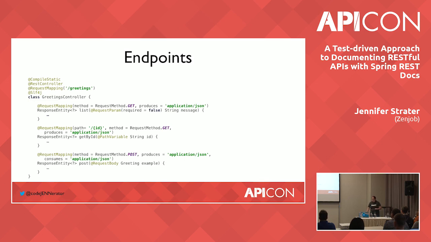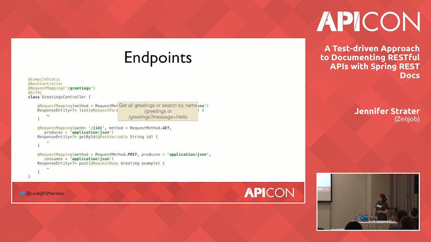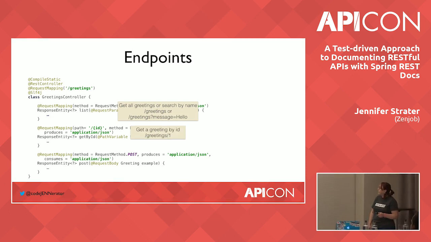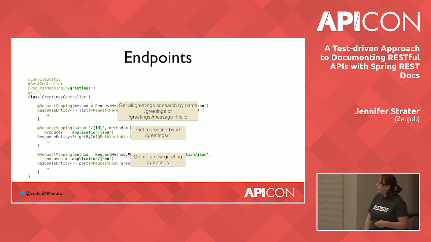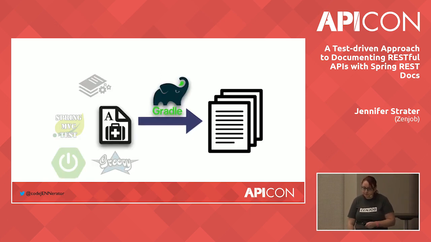There are kind of three main things here. So this is basic URL mappings in a controller. It may not look familiar, but the concepts here are, we have three endpoints. The first one is a list or a search by name. The second one is to get a particular greeting by its ID. And then the last one is going to be to create new greetings. Really simple example for this, of course.